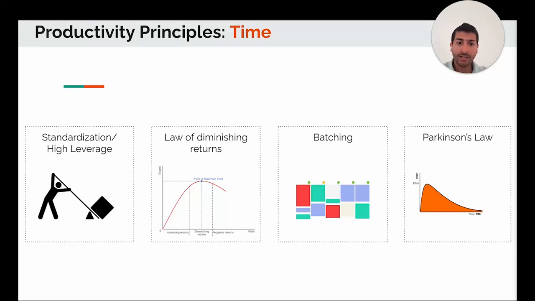Next up, we have batching. And this is simply the grouping of similar tasks together in order to reduce the transition time switching between these and to improve focus, right? And the last one is Parkinson's law, another common principle out there. And it's based on the idea that your work expands to fill out the time available for its completion.